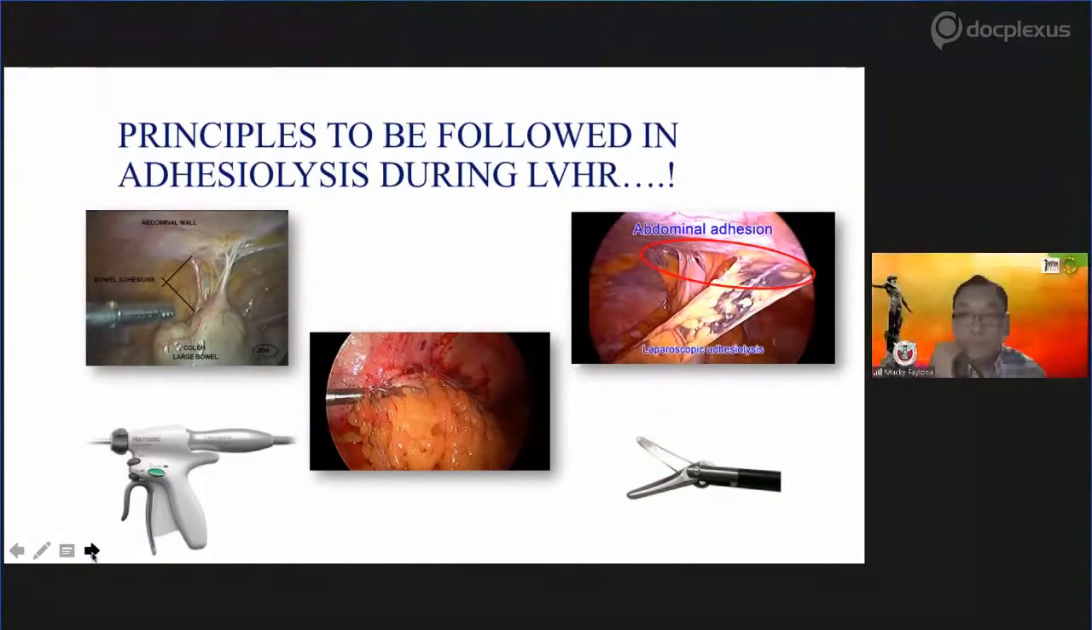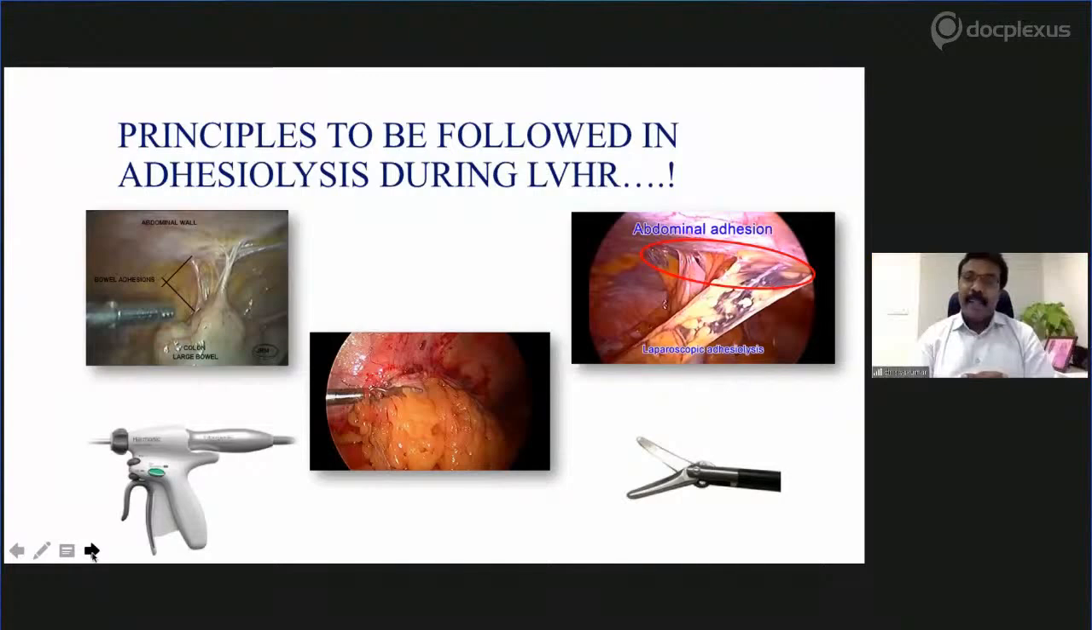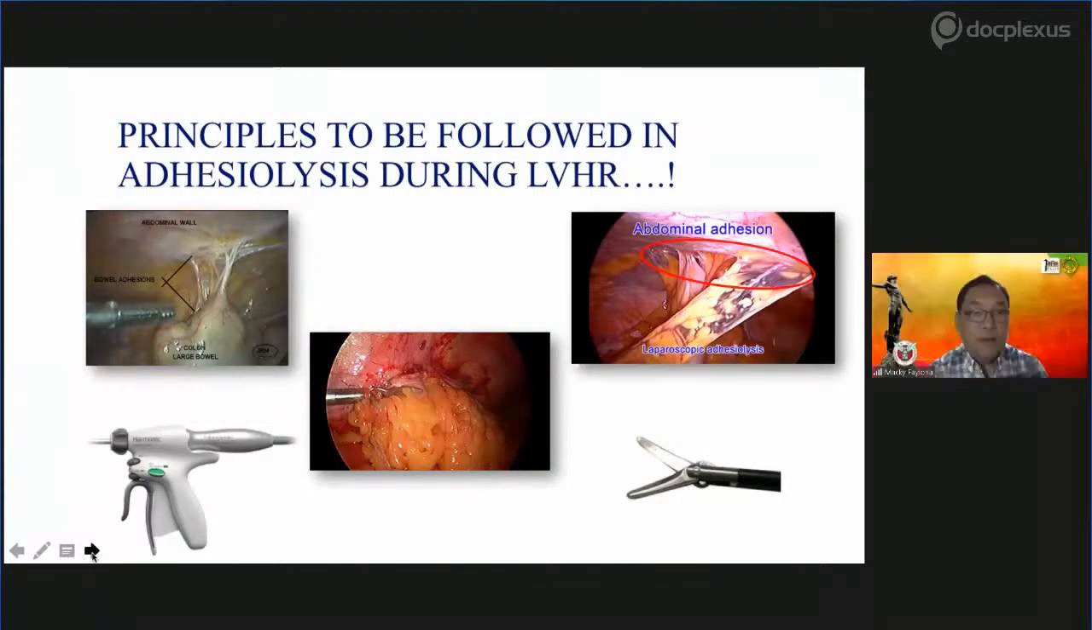Yes, Shiva. Yes, sir. What was the question? This one, the principle? Of course, try to use cold scissors as much as possible. If the intestine is quite stuck, then I normally cut the peritoneum. So it's better to leave the peritoneum on the bowel rather than the bowel in the peritoneum.